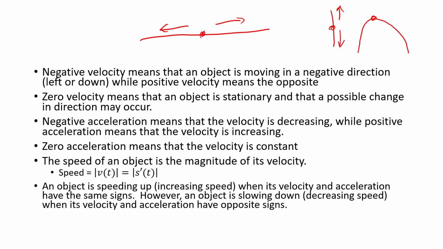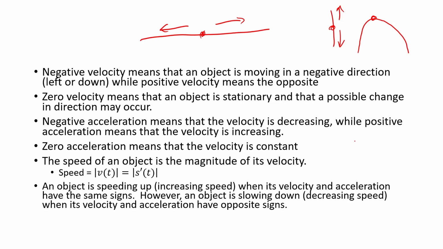Third bullet point, negative acceleration means velocity is decreasing, while positive means velocity is increasing. Zero acceleration means velocity is constant. Now, slightly different than velocity is speed. In the fifth bullet point, it says the speed of an object is the magnitude of its velocity. And in the last bullet point, we say that an object is increasing in speed or speeding up when velocity and acceleration have the same signs. So if velocity and acceleration are both positive, we see that the speed is increasing.